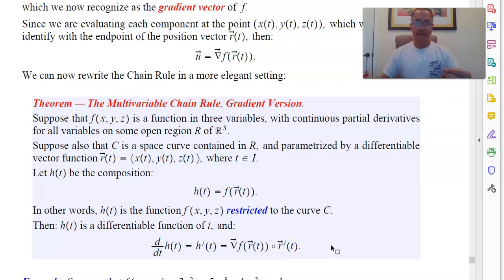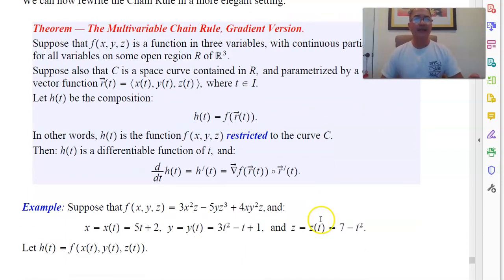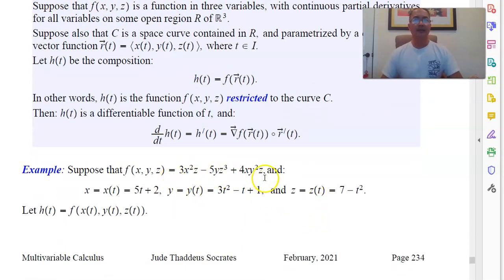So basically, it's 3 steps. Find the gradient of your f, plug in the r, and then you take the derivative of r, and then finally you take the dot product of the two. Okay, so I lied, 4 steps. So let's go to our workroom and let's do an example. The example I have here is a polynomial function with some linear quadratic functions for x, y, and z.